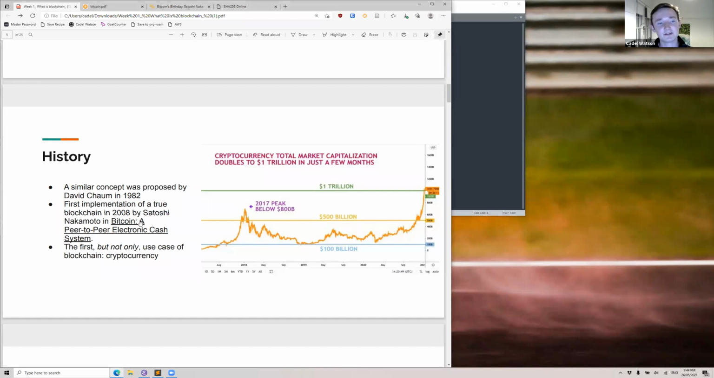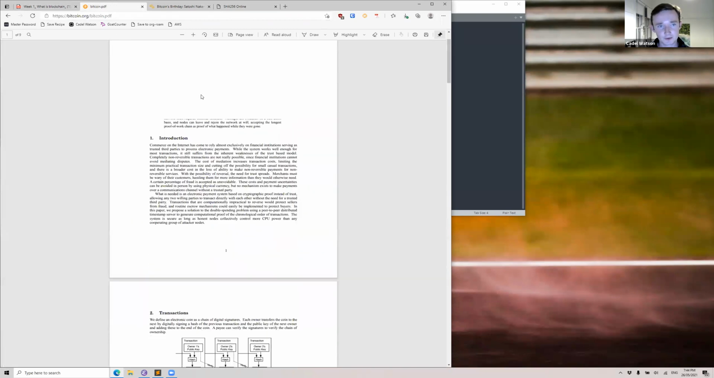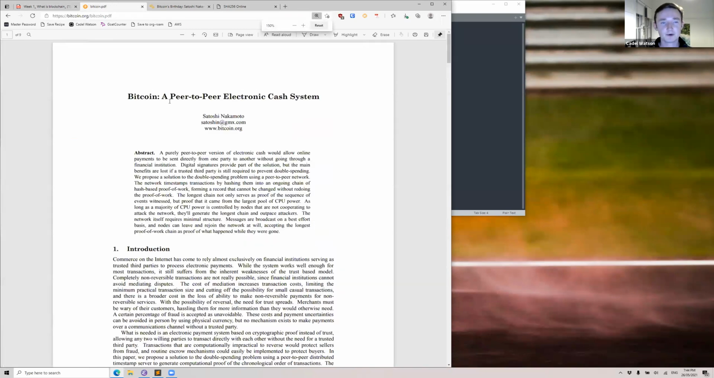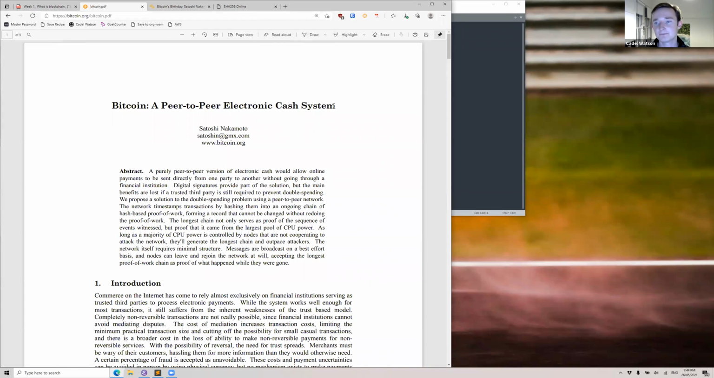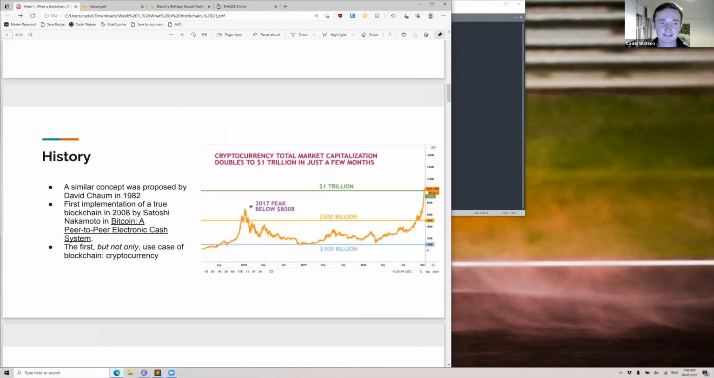So this paper was released online, called Bitcoin, a peer-to-peer electronic cash system. One of the cool things about this is that the author, Satoshi Nakamoto, doesn't really exist. It's a pseudonym and no one knows who is behind this name and who published this original paper. So nobody really knows who invented Bitcoin. But essentially, Bitcoin was in 2008 the first true blockchain that was widely used.